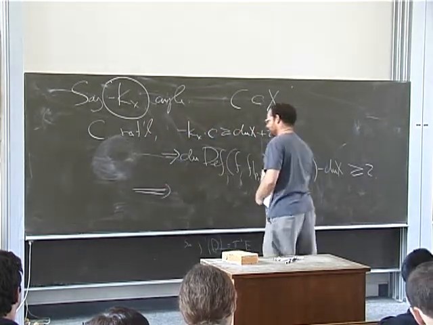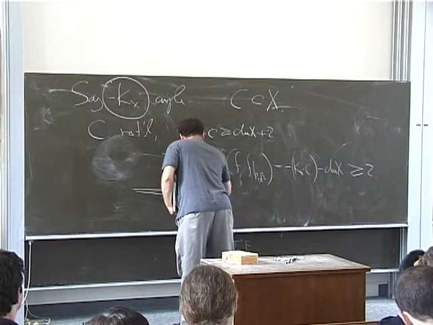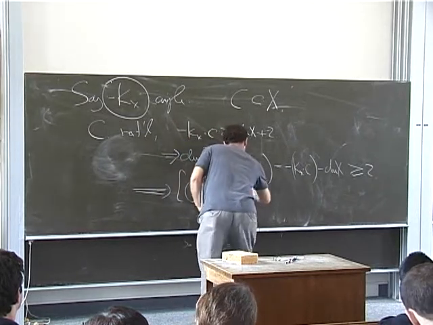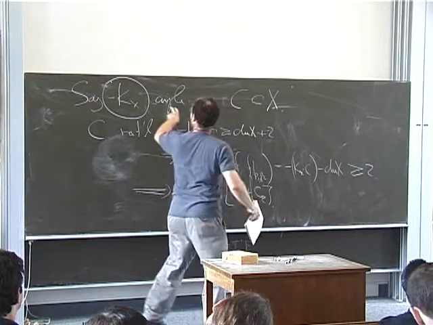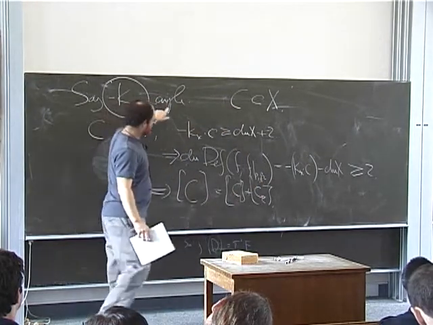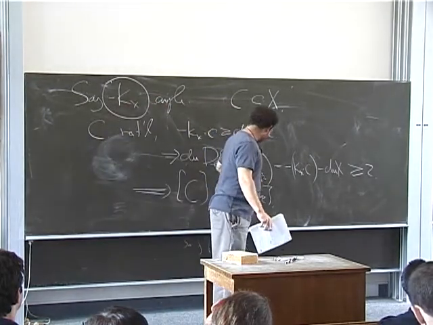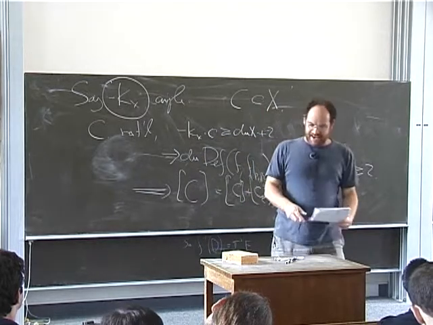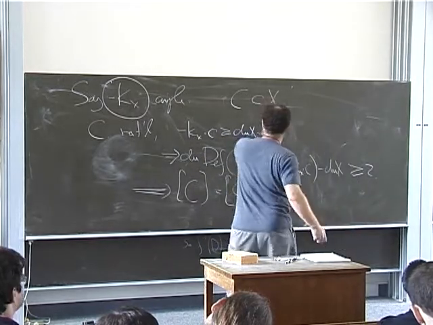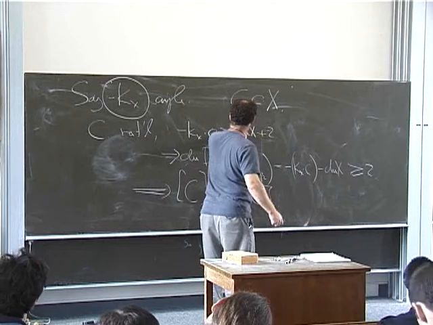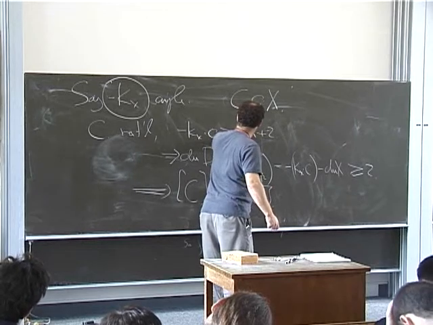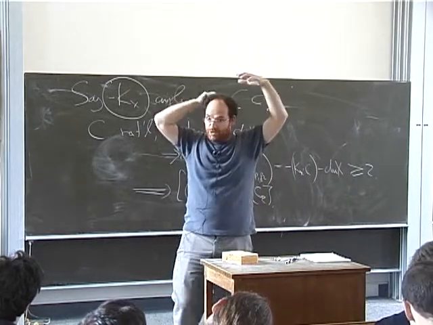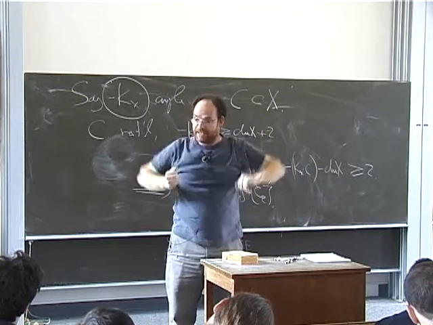So this means that the curve breaks as... Now, the reason I assume that minus K_X is ample is because minus K_X is ample, each one of these is positive, so they're both positive, and now I have an inductive process. If I start with something with too big a degree, then I can break it.